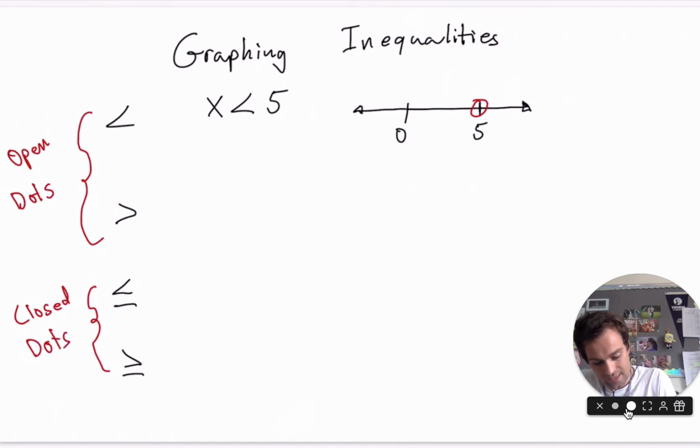So this one, it is less than 5, so it is an open dot. And we're saying x is smaller than 5. So the values over here are smaller than 5. So we will shade everything to the left.